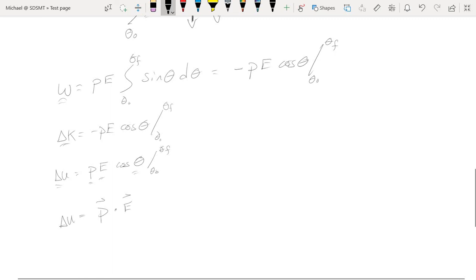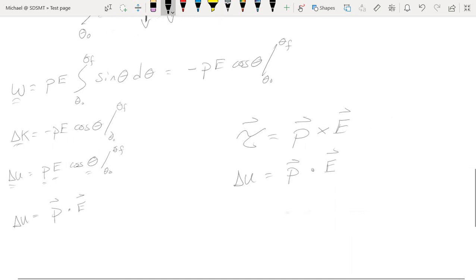If I want to switch that over to the kinetic energy, then I slap a minus sign in front of it. But now we can see that to find the torque in a system that involves a dipole moment, we would take the cross product of the two vectors, whereas if we want to look at how the energy in the system is changing, all we have to do is switch over to the dot product in the system.